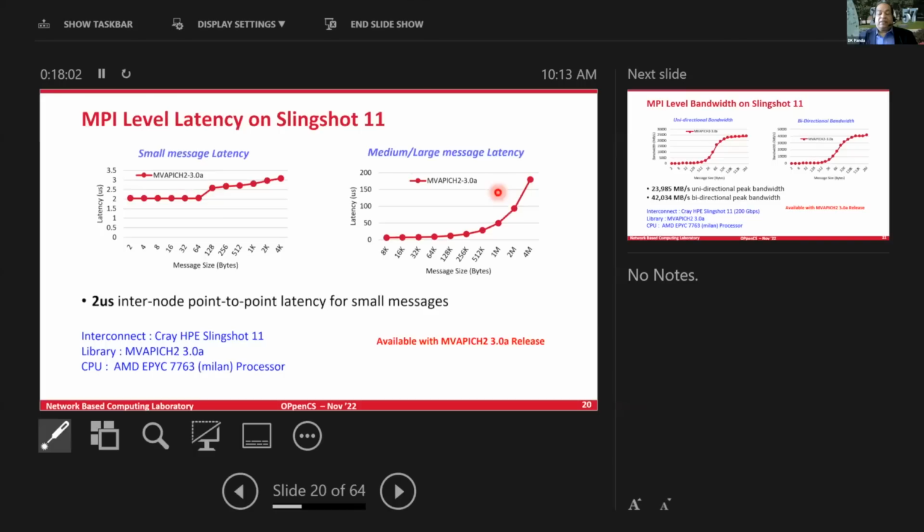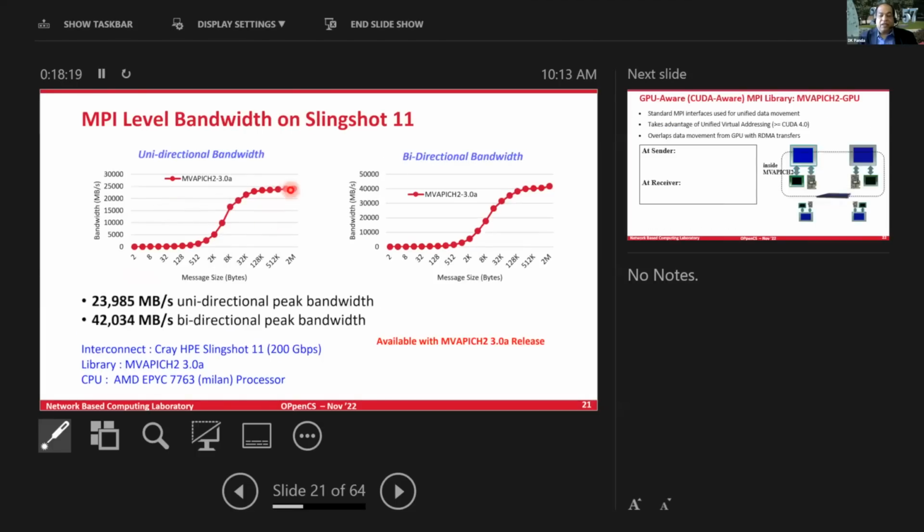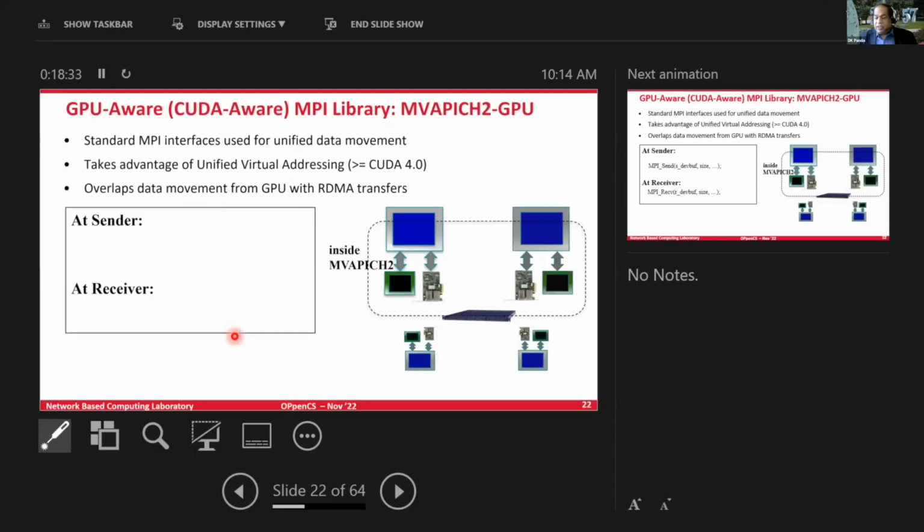Now, for the very latest things, think of Slingshot 11, which is the network used on the Frontier system, the number one system in the world. You can see MVAPICH can run there with a 2 microsecond latency. This is point-to-point, and for bandwidth, we can actually deliver almost 24 gigabytes per second unidirectional, and around 42 gigabytes per second bidirectional.